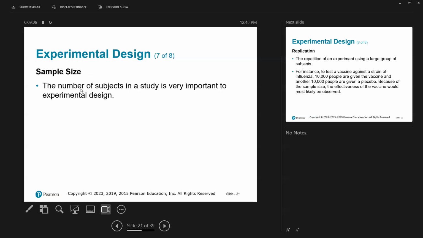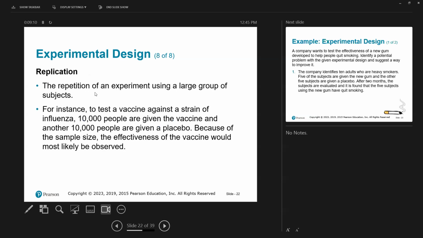Sample size. The number of subjects in a study is very important to experimental design. Replication: the repetition of an experiment using a large group of subjects. For instance, to test a vaccine against a strain of influenza, 10,000 people are given the vaccine and another 10,000 people are given a placebo. Because of the sample size, the effectiveness of the vaccine would most likely be observed.